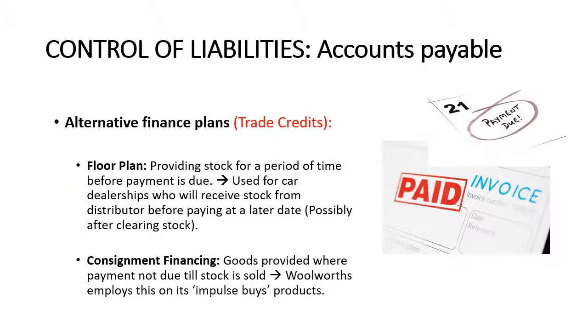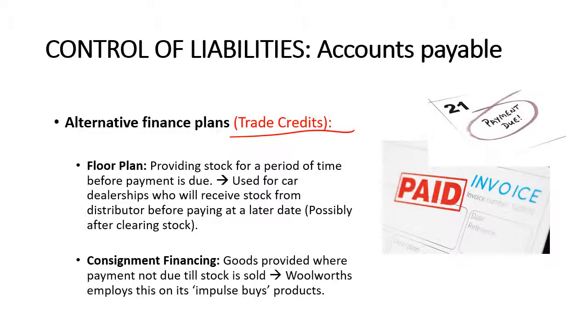Now we can extend on accounts payable as well, and this is through what we call trade credits. Okay, and there's two ways. One's a floor plan, one's consignment financing, and this is essentially when a business receives its stock from its supplier and it can either pay back at a later date or once they've actually sold the stock. So this is really prominent in, say, supermarkets, but also, say, a car dealership.